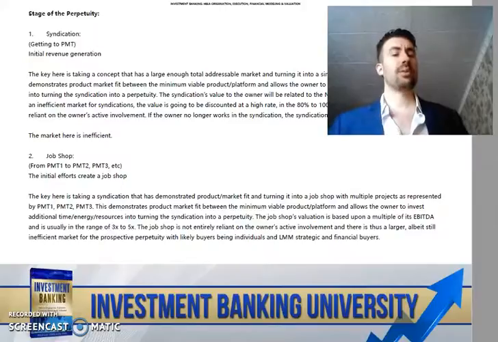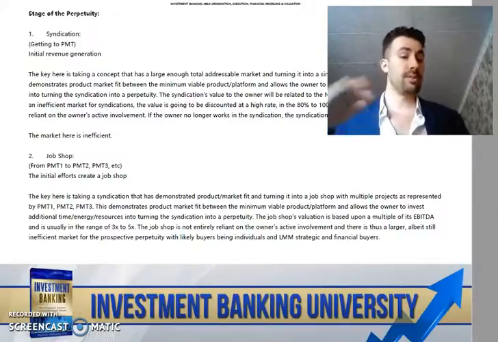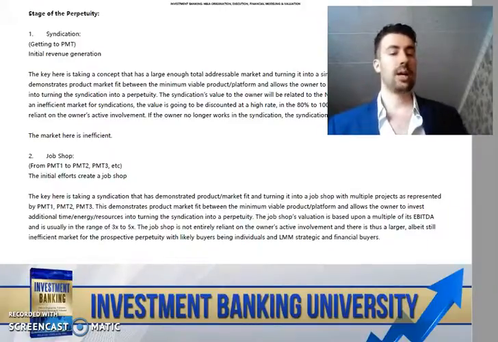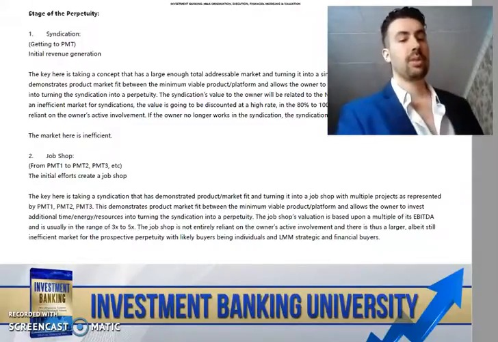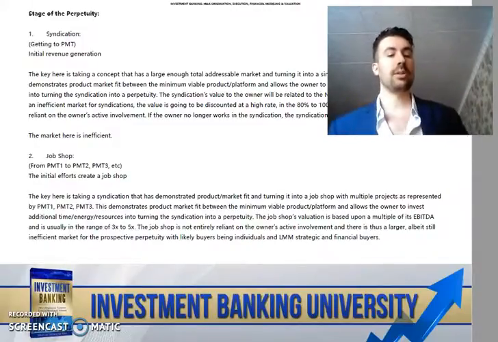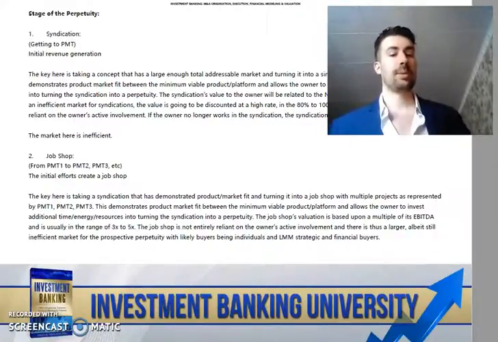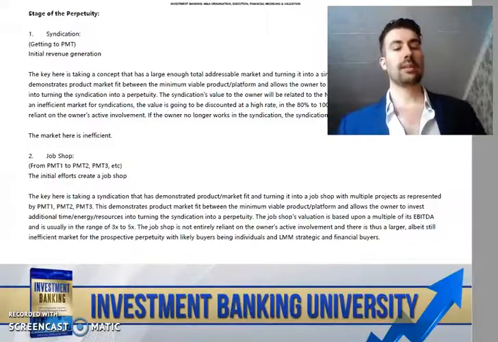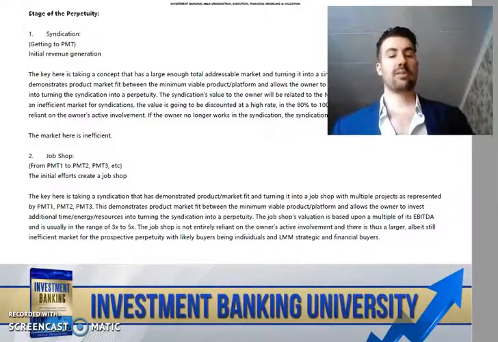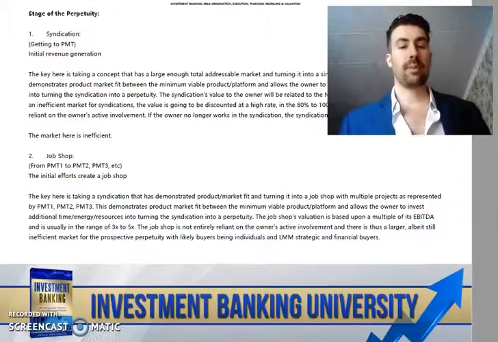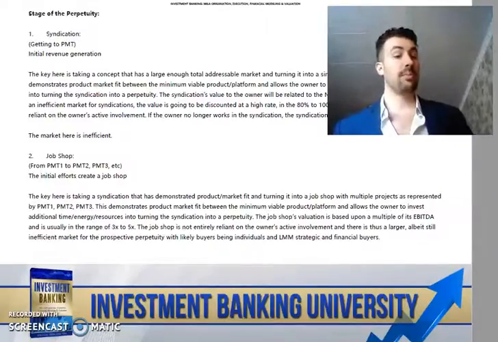So the next stage of the perpetuity, moving through time and increasing valuation, is the job shop. And that's from PMT1 to PMT2, PMT3. These are all disparate payments or disparate jobs associated with it, and that's why we call it the job shop. The initial efforts are to create a job shop. So the key here is taking a syndication that has demonstrated product market fit and turning it into a job shop with multiple projects as represented by PMT1, PMT2, PMT3.